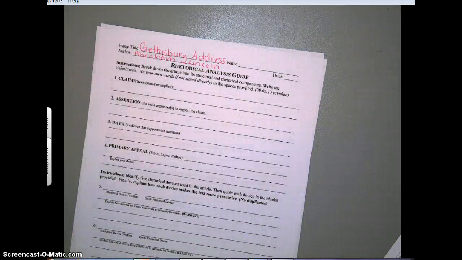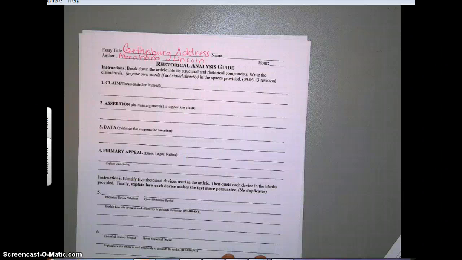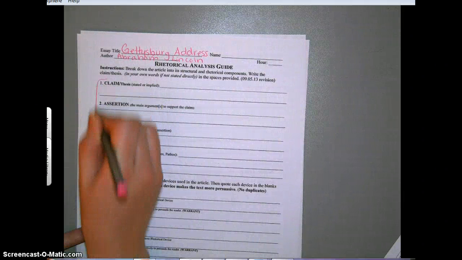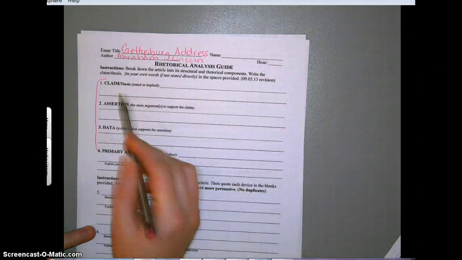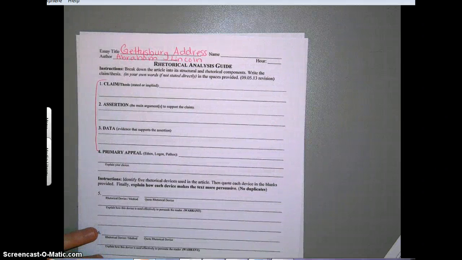I've already gone ahead and put in the Gettysburg Address as our title, Abraham Lincoln as our author. So the first part that you look at is 1 through 3. And so you have claim, assertion, and data. Those are the 3 things you want to find first if you were to chunk the rhetorical analysis guide.